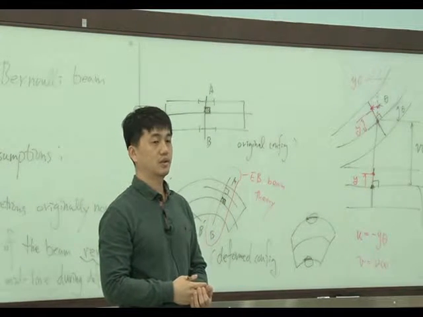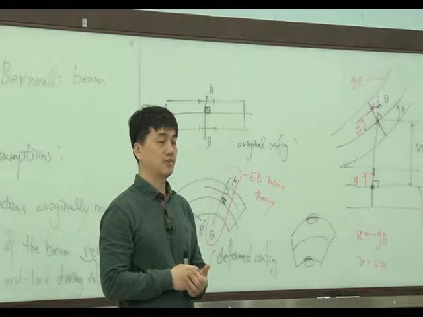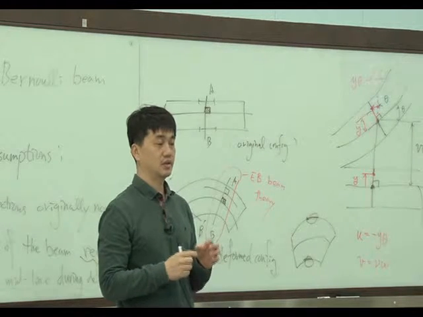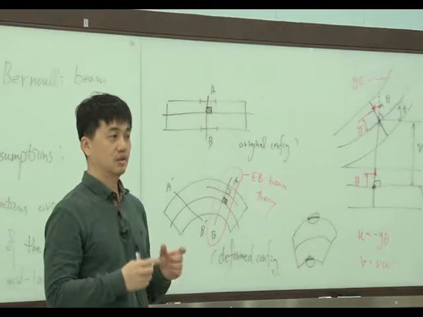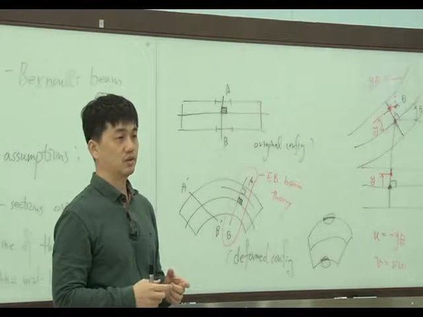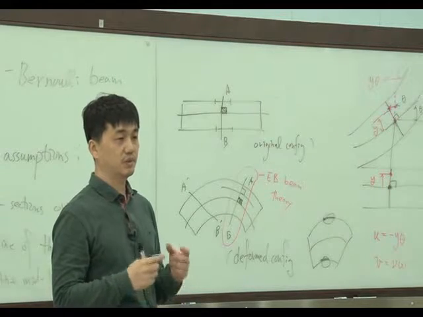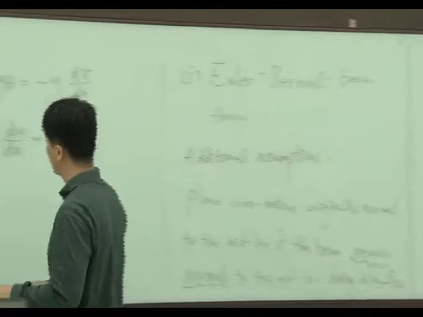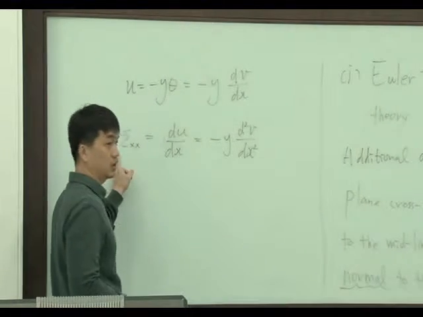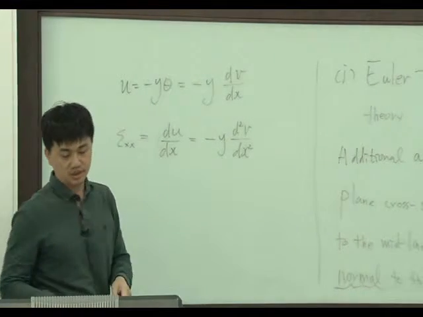So we are saying this kind of bending is pure bending. Okay? In pure bending deformation, shear doesn't exist. So transverse shear strain is 0. So we need to consider only normal strain.